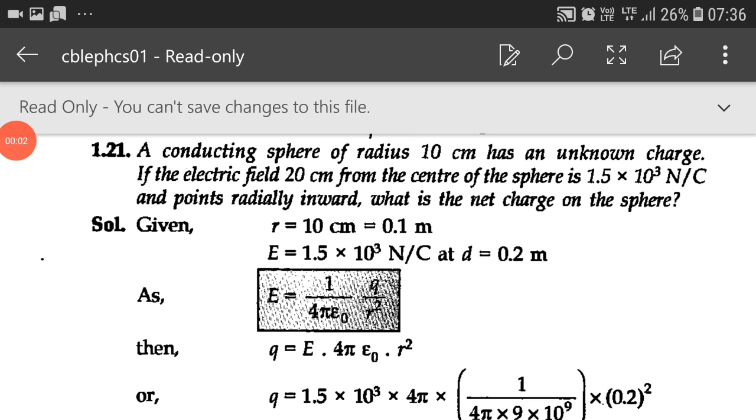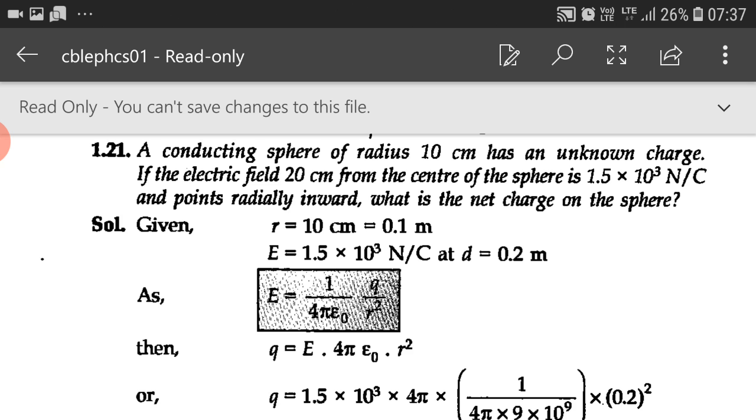Let us discuss some exercise questions from NCERT book, chapter 1. Question number 21. A conducting sphere of radius 10 centimeters has an unknown charge. If the electric field 20 centimeters from the center of the sphere is 1.5 × 10^3 newtons per coulomb and points radially inward, what is the net charge on the sphere?